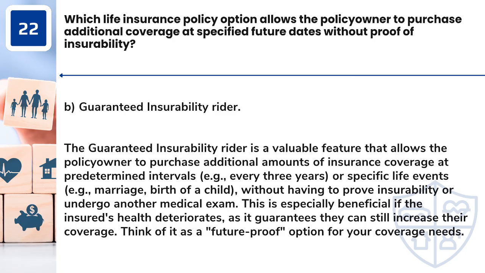Answer: B. Guaranteed Insurability rider. The Guaranteed Insurability rider is a valuable feature that allows the policy owner to purchase additional amounts of insurance coverage at predetermined intervals, e.g., every 3 years, or specific life events, e.g., marriage, birth of a child, without having to prove insurability or undergo another medical exam. This is especially beneficial if the insured's health deteriorates, as it guarantees they can still increase their coverage. Think of it as a future-proof option for your coverage needs.